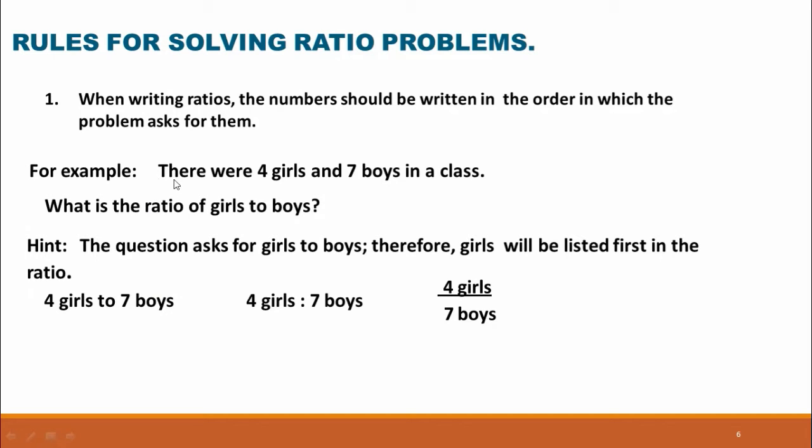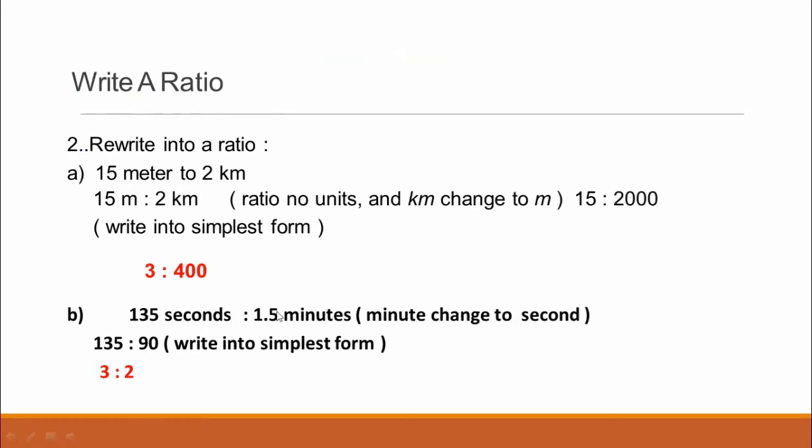We have a description: there are 4 girls and 7 boys in a class. This is the description. Now, how do we present this description by ratio? First of all, put the quantity which is asked first. In this question, it is girls to boys, therefore girls will be listed first. So 4 girls to 7 boys, or 4 girls colon 7 boys, or 4 divided by 7.